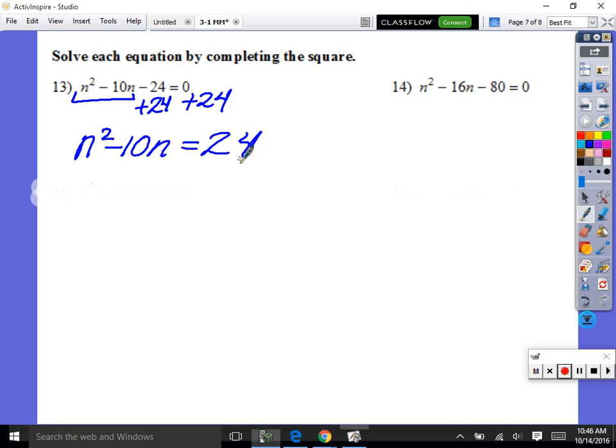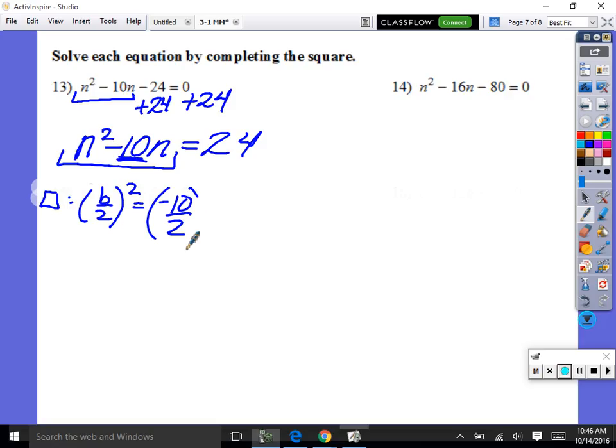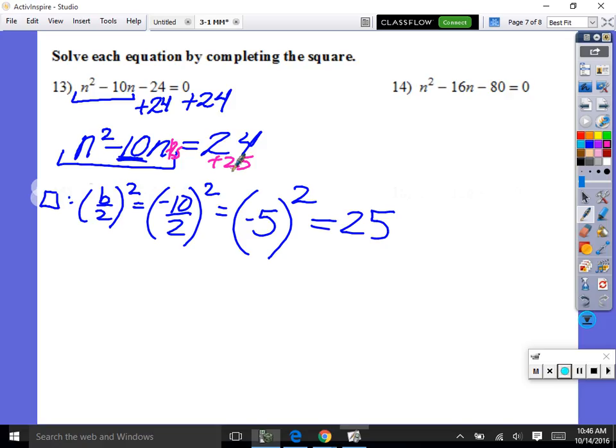Then from there, we're completing the square. So we're focusing in on b. We're doing b divided by 2 squared, which is negative 10 divided by 2 squared. Show your work. What is negative 10 divided by 2? Negative 5. Negative 5 squared. Don't square this twice. Negative 5 squared is equal to 25, right? So we would now add 25 to both sides of the equation. So I'm adding 25 right there, and I'm adding 25 right there.